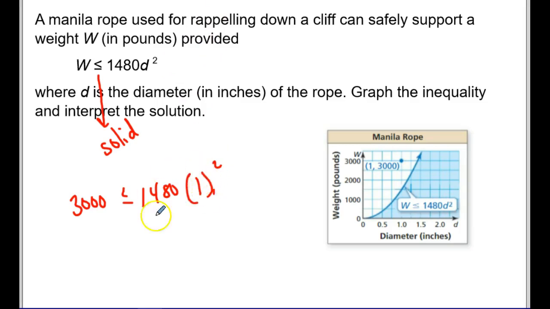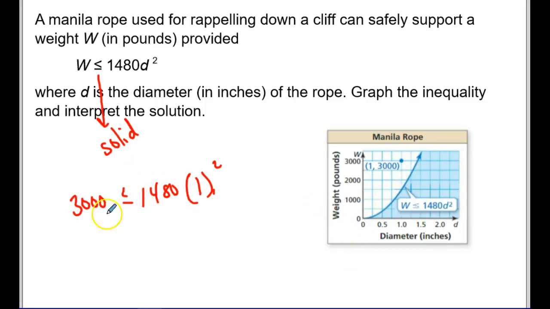Okay, so generally when you're picking points for your parabola, you want to pick points that are fairly easy to use. So here, an x value or a d value of 1 makes life pretty easy. That's also why I like to pick the origin often.